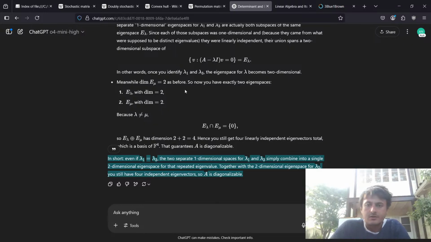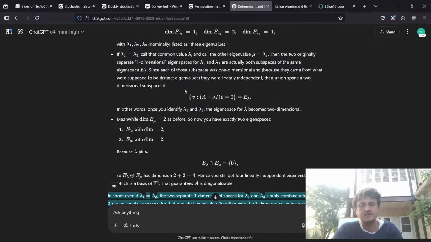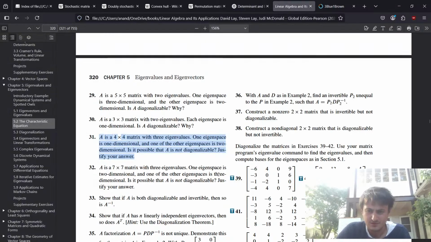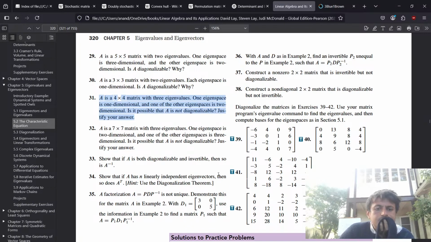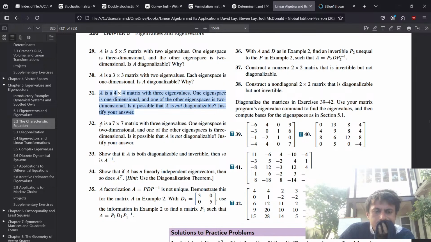Man, I'm getting tired. I can't see why. I can't see it. I need more visuals, dude. I need more visuals. All right. These are good problems, though.